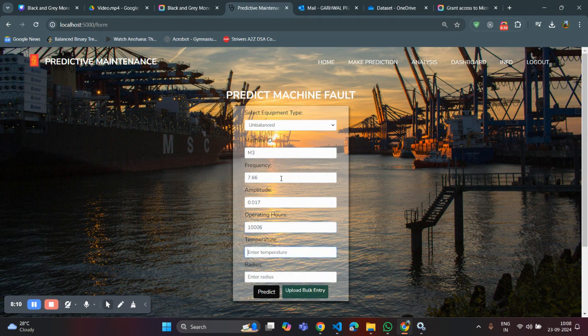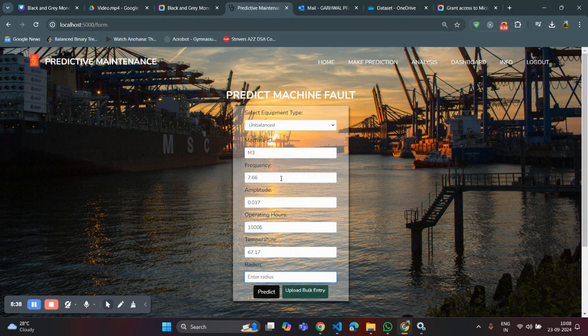Then we have temperature. Temperature is an important factor to find a fault in the machine. Every machine has its nominal temperature; if we use it at that temperature, it is good. If we use it above that temperature, it may cause some fault in the machine. So the current temperature of the machine is taken through the sensor. Suppose it is 67.17.